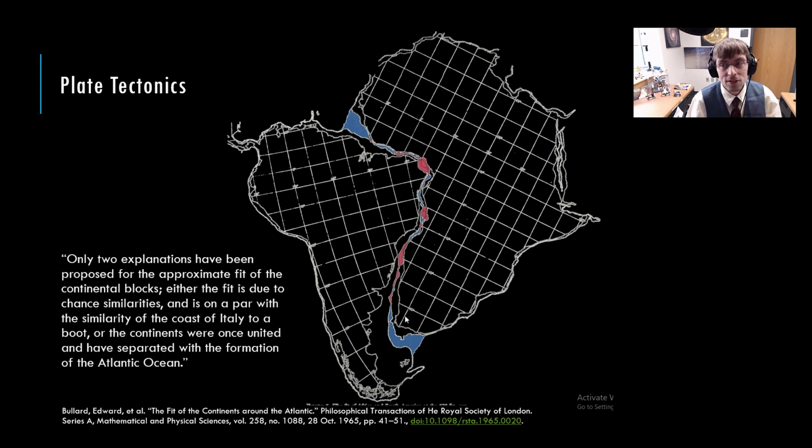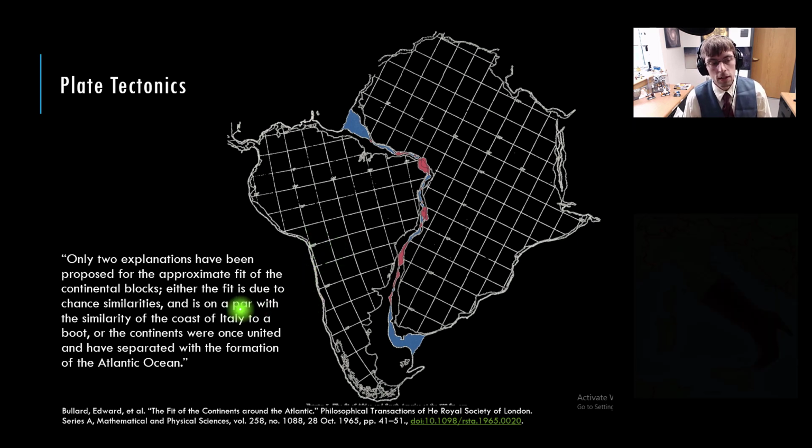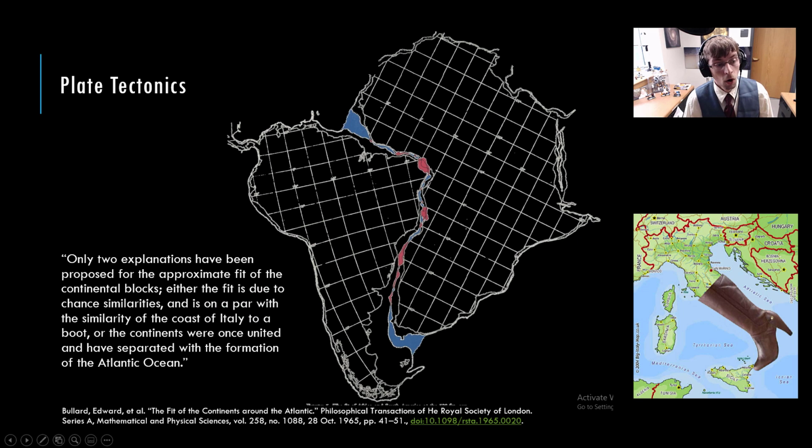And so Edward Bullard, he had this other comment. This is at the end of his paper from 1965. He said, only two explanations have been proposed for the approximate fit of the continental blocks. Either the fit is due to chance similarities and is on par with the similarity of the coast of Italy to a boot, or the continents were once united and have separated with the formation of the Atlantic Ocean.